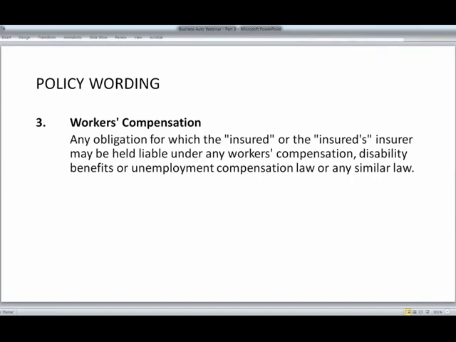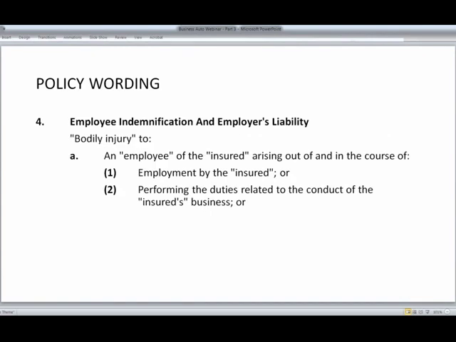Exclusion 3, work comp. Again, we do not cover any obligation of the insured under a work comp liability. The work comp policy would cover the injuries to their employees and their work comp obligation. Exclusion 4 parallels the work comp. Exclusion 3 applies when work comp is in place, but even when work comp is not in place, we do not provide coverage for bodily injury to an employee of the insured arising in the course of employment.